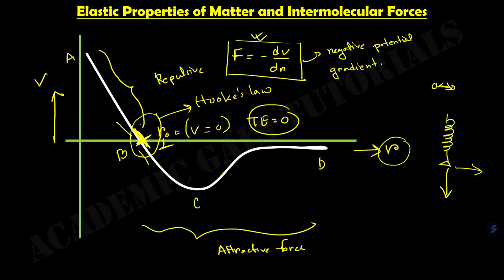This force is the main reason why our solid material comes back to its original shape. On the other hand, if the distance decreases from R naught due to contraction, the repulsive force between the molecules along the AB path brings the molecules back to their equilibrium position as soon as the force is withdrawn.